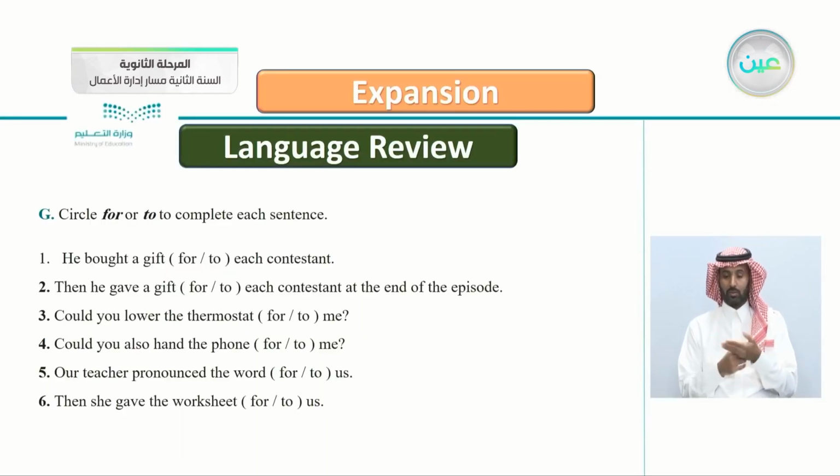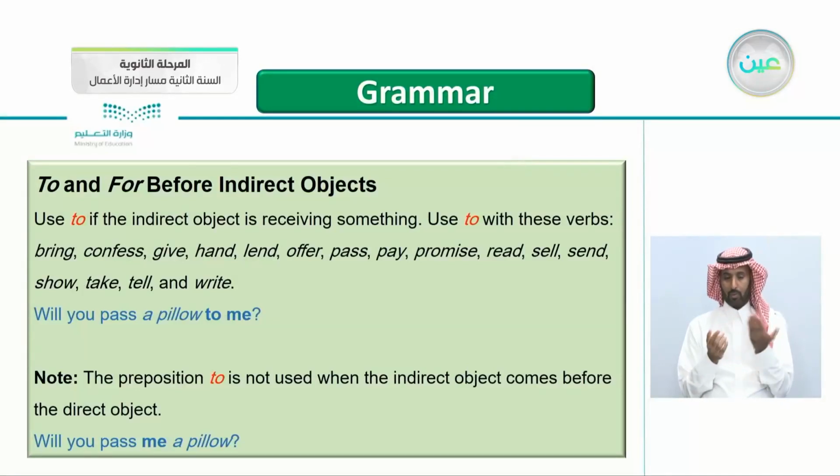The first exercise for today, exercise G: circle 4 or 2 to complete each sentence. We have 6 sentences, but before we read them, let's revise this part of the grammar: 2 and 4 before indirect objects.